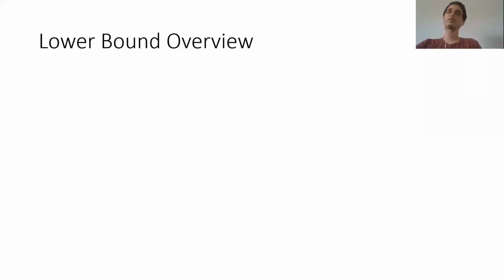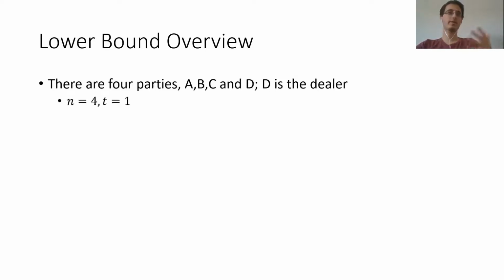So now we're going to go over an overview of the lower bound. We're going to say what exactly we're going to try to prove, and then how we're going to prove it. In the beginning of the setting, we have 4 parties, A, B, C, and D. D is the dealer. This means n equals 4 and t equals 1. But using standard techniques, we can extend this proof to any n and t such that n is less than or equal to 4t.